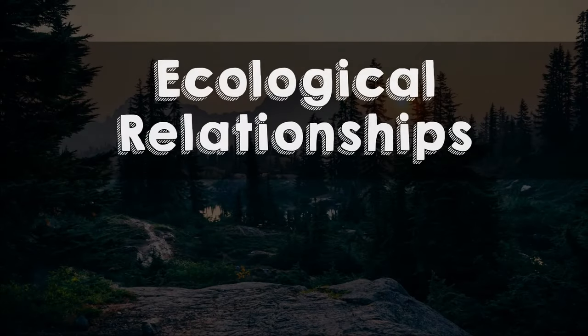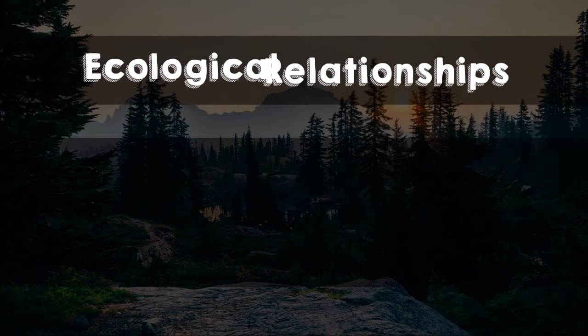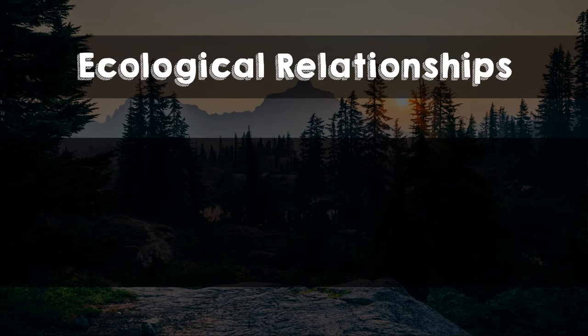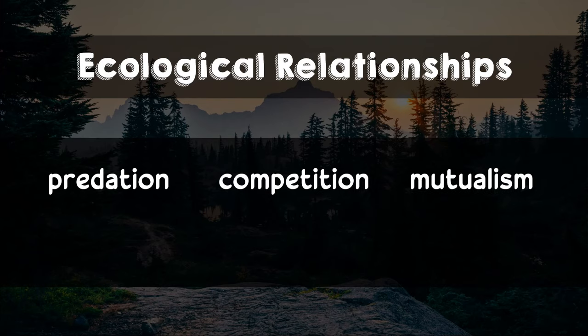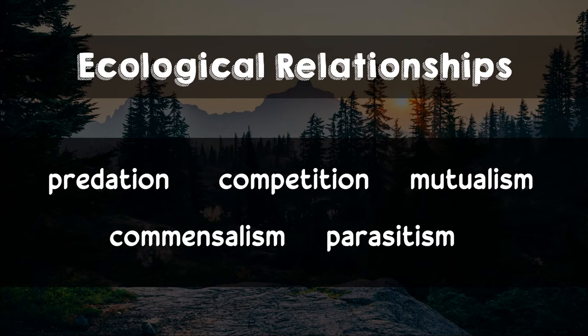The interlocking food chains in a food web show how organisms interact in a feeding relationship. Aside from that, the biotic components of the ecosystem, or the organisms, or the living things, also interact in ecological relationships. There are five commonly seen ecological relationships in the ecosystem. First, predation, competition, mutualism, commensalism, and parasitism.